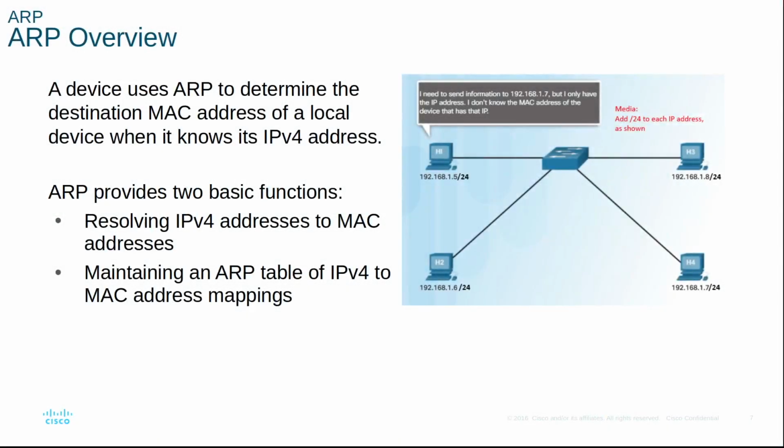So ARP is Address Resolution Protocol, and this is what a device uses to determine the destination MAC address of a local device when it knows the IPv4 address. It gives you two basic functions. It resolves those IPv4 addresses to MAC addresses, and each device maintains its own ARP table of mappings from IPv4 addresses to MAC addresses, so frames and packets can be forwarded quickly.